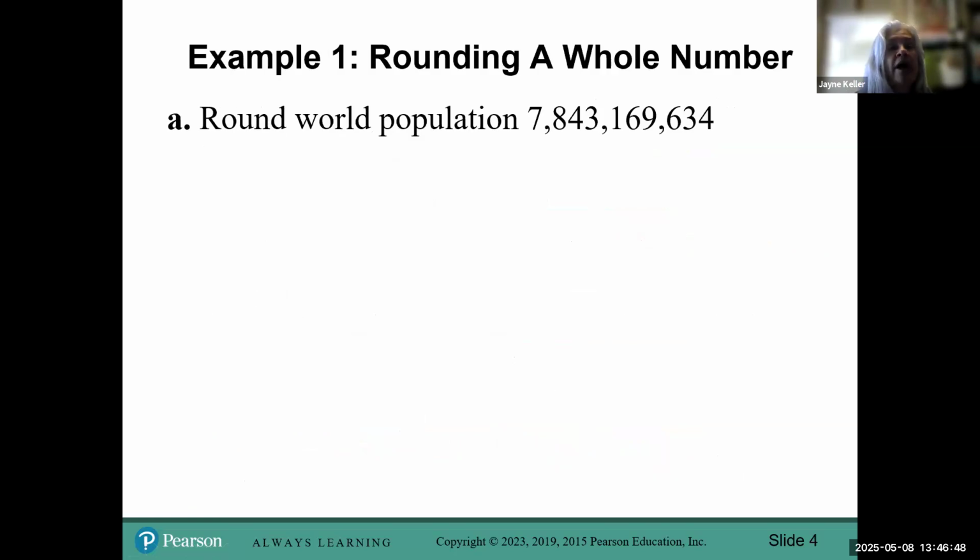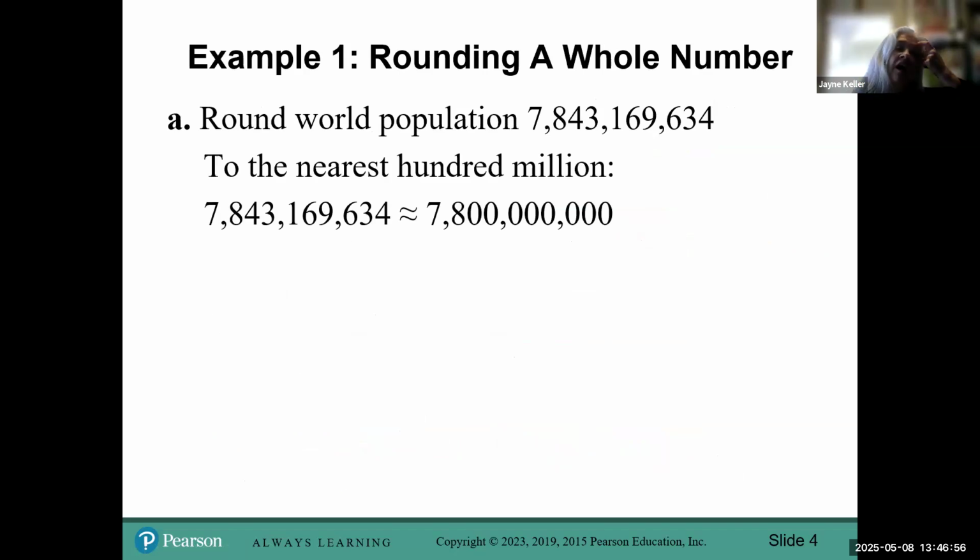So if I want to round, this is an example of maybe what the world population might be. If I want to round this to the nearest 100 million, what I first have to do is find the 100 millions place. So as we said, these are ones, tens, hundreds. These are all thousands, and these are all millions. These are 1 millions, 10 millions, 100 millions. So this is the place that I want to round.